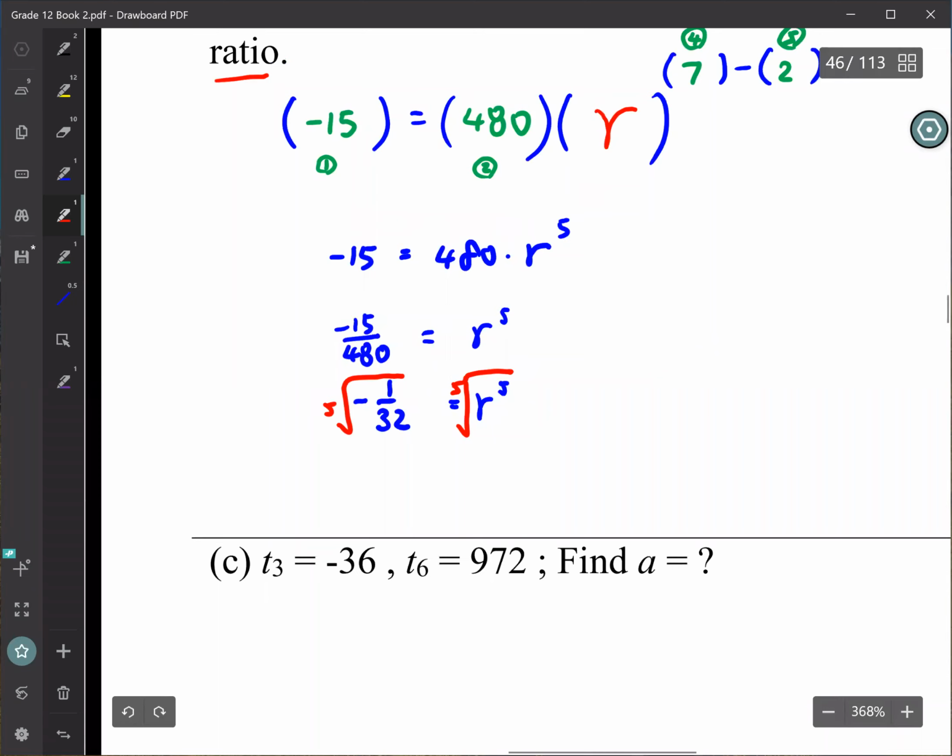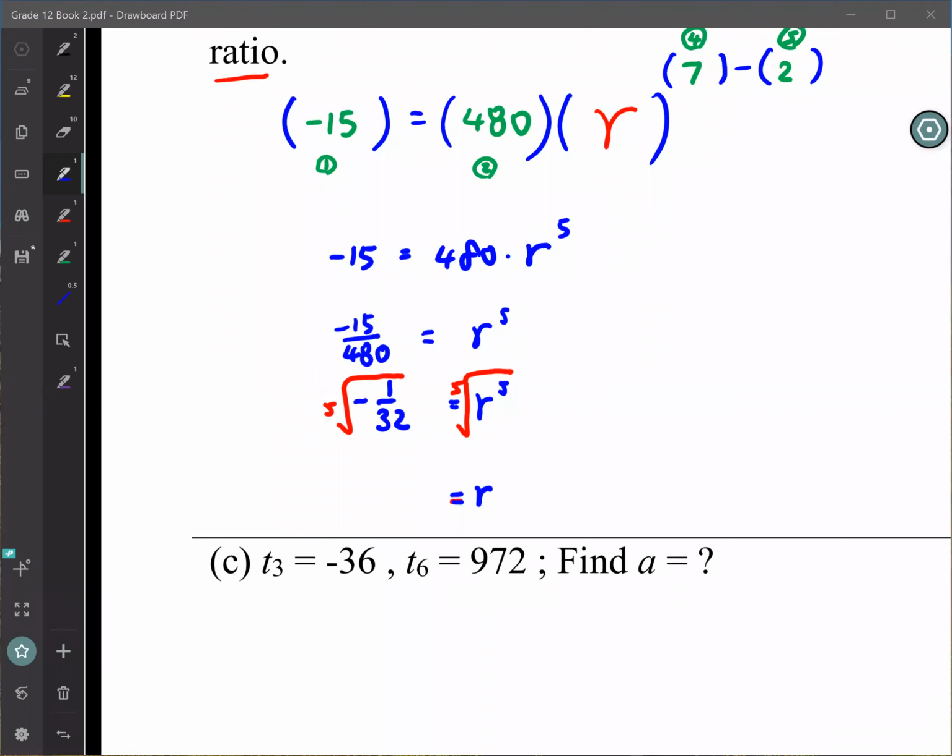So if you take the fifth root, then what's the ratio? Tiana, what's the ratio? Negative 1/2. Yeah, negative 1/2. Okay, so that's it.